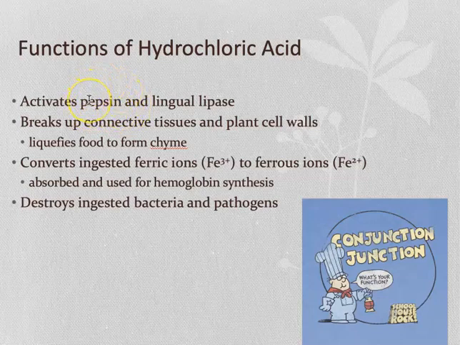So that's what pepsin is doing, breaking down proteins. As I mentioned to you earlier, lingual lipase will activate in the acidic pH of the stomach. The hydrochloric acid will also help break up connective tissue and plant cell walls. It also will convert ferric ions, or iron ions, into a form that is easy to absorb and use for red blood cell synthesis. And that low pH also helps destroy bacteria and pathogens. It's pretty simple.